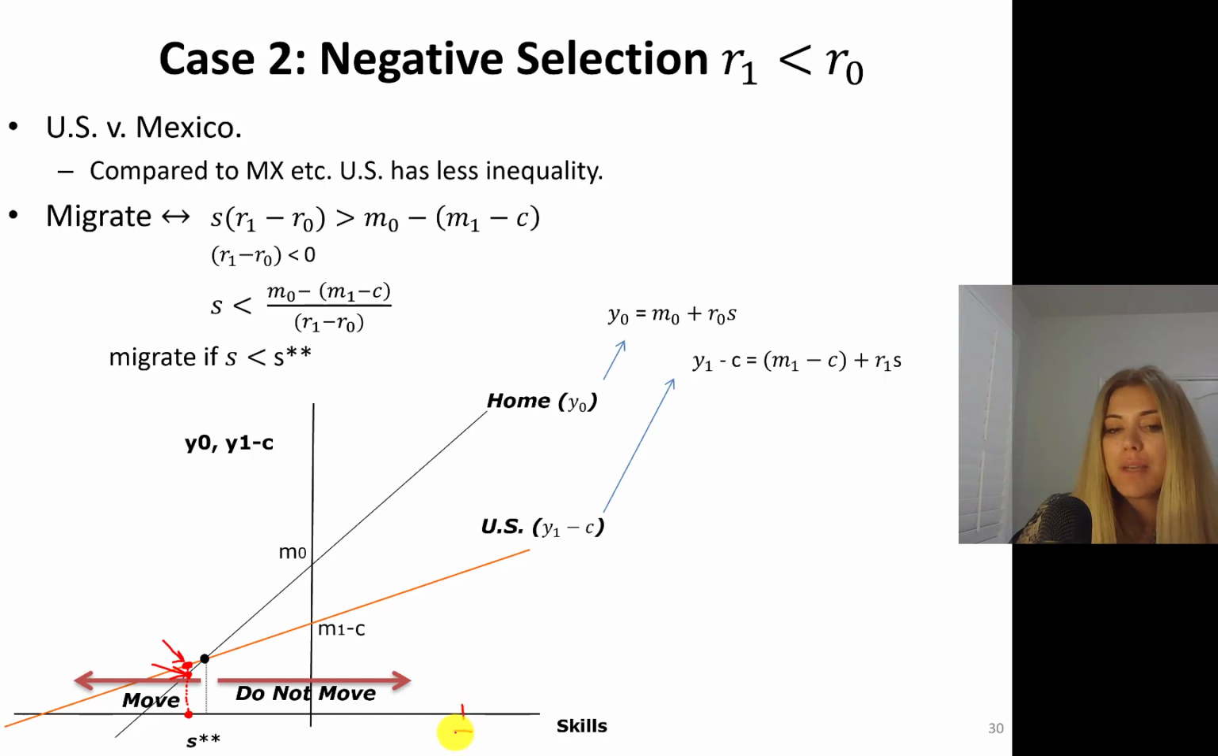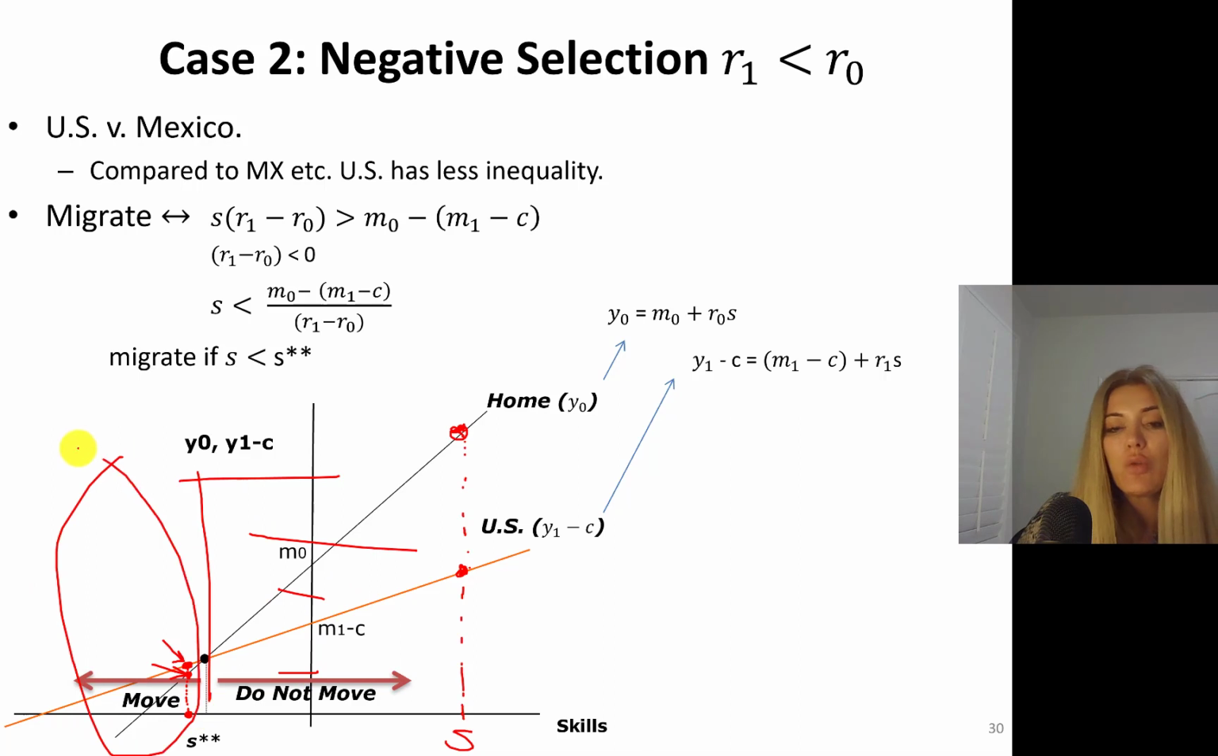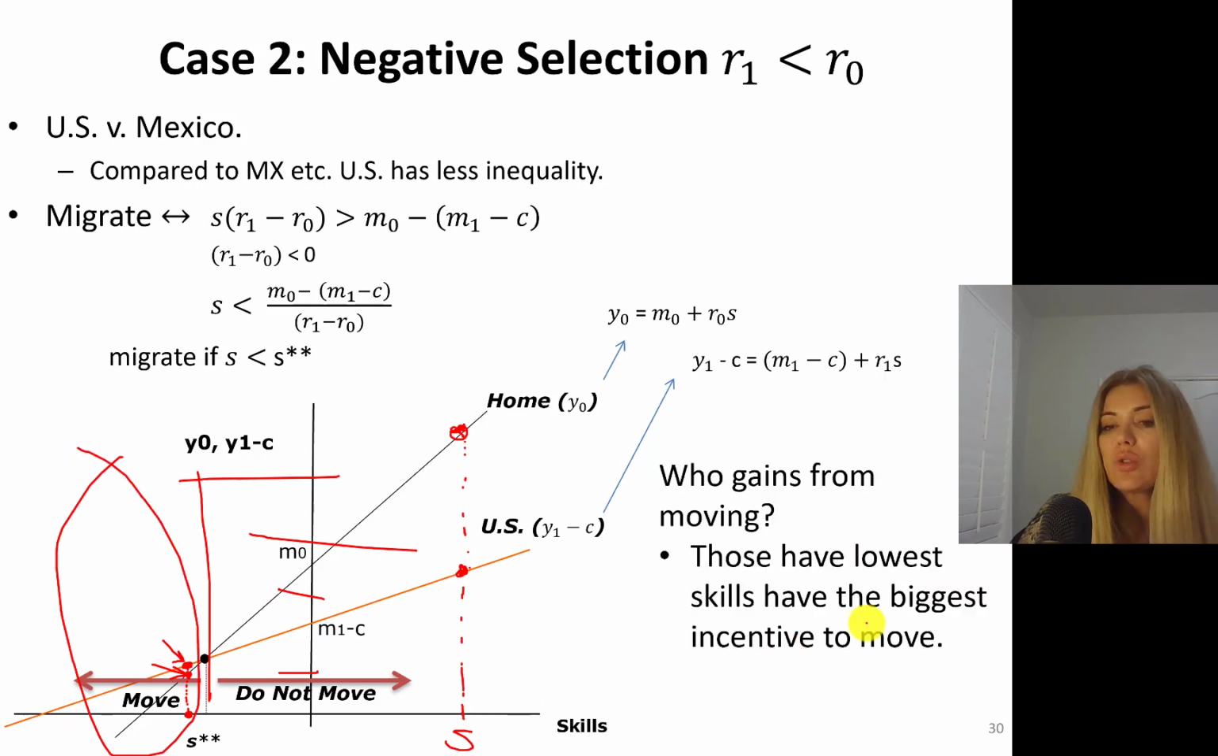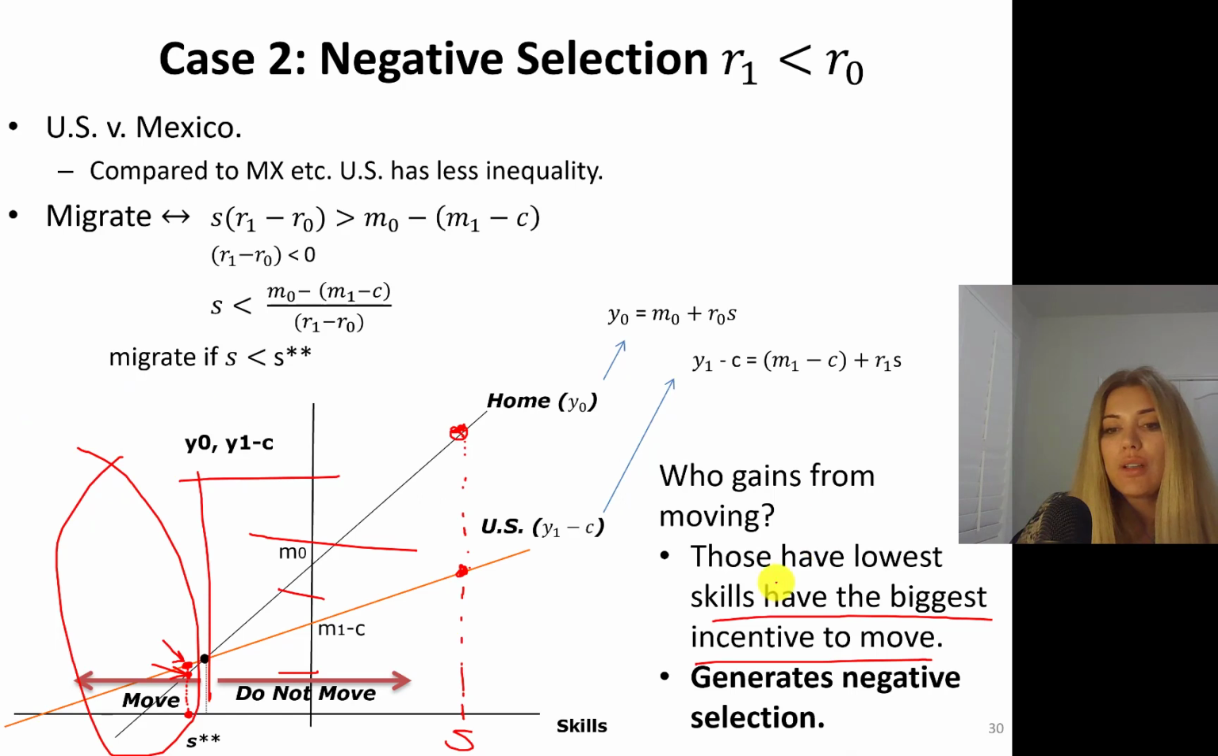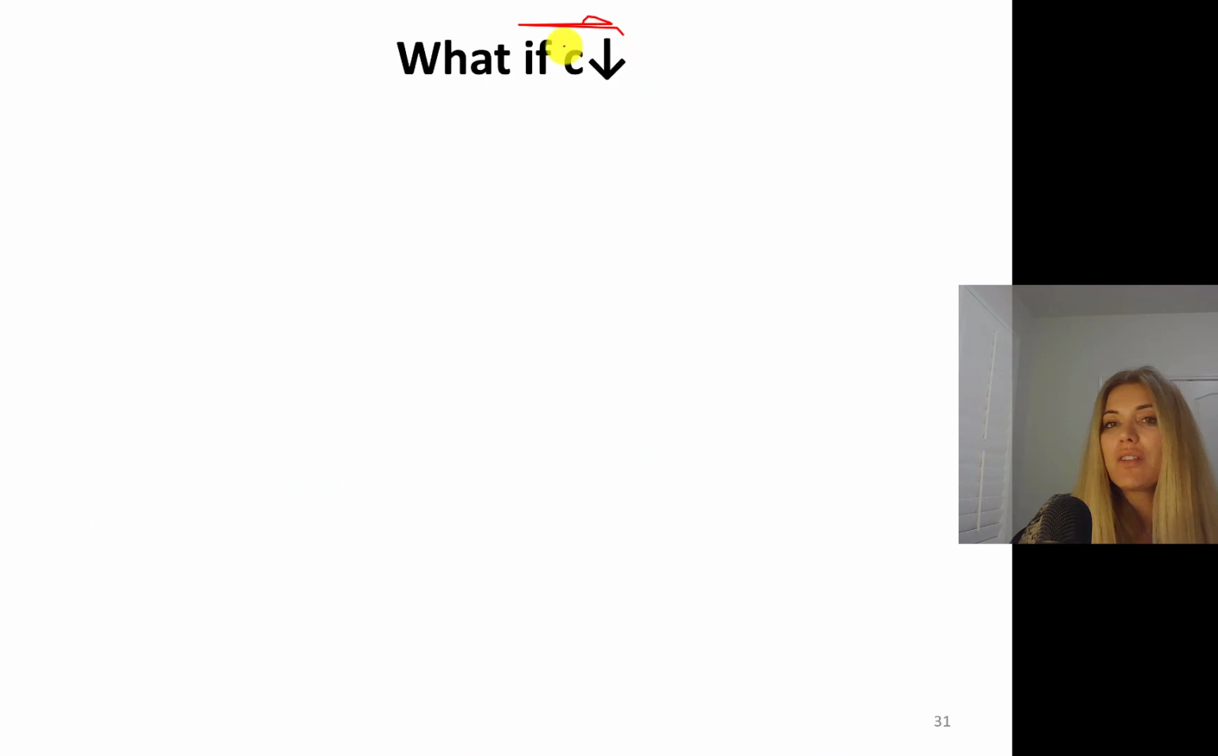Very highly skilled Mexican worker. Go hit the first curve that comes your way. Okay, I'm a CEO in Mexico. This is how much I get in the US. Oh, at home I'm actually making more money. Why should I move to the US? I'm not going to move. So anybody in this range will not move. We only capture lower skilled workers. Who gains from moving? Those who have the lowest skill levels have the highest incentive to move in this case. So this generates negative selection.